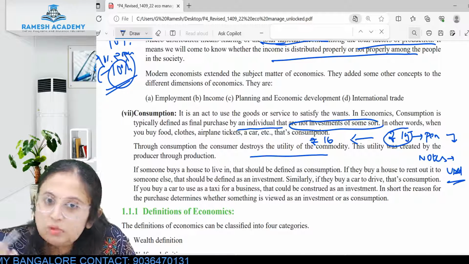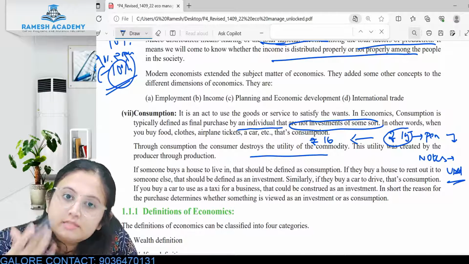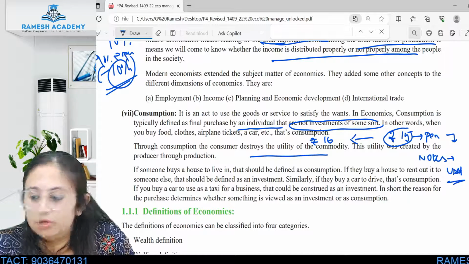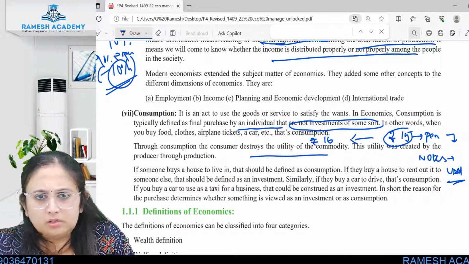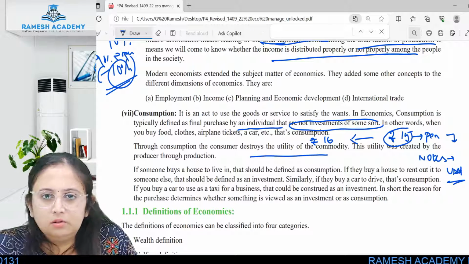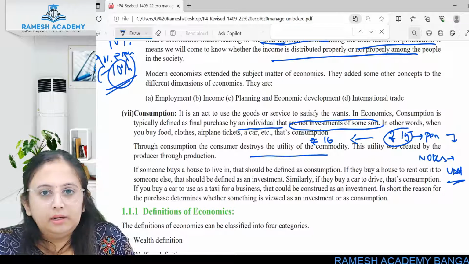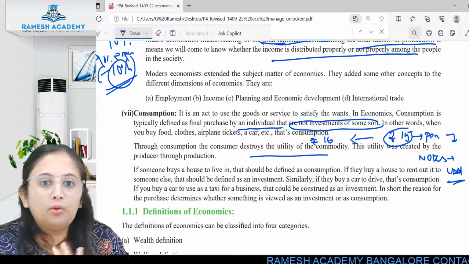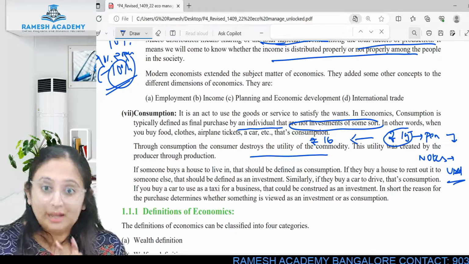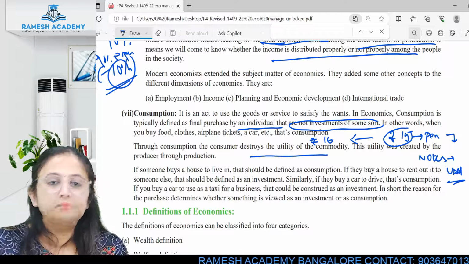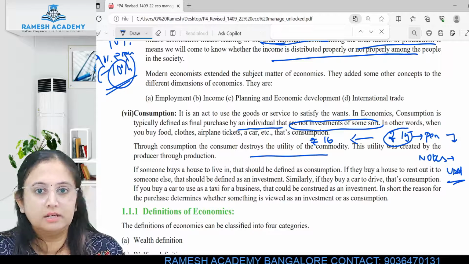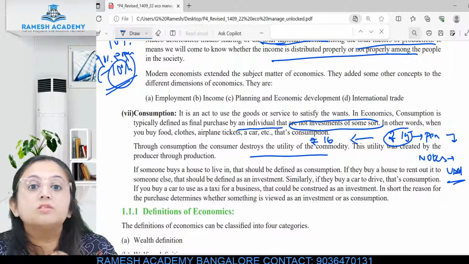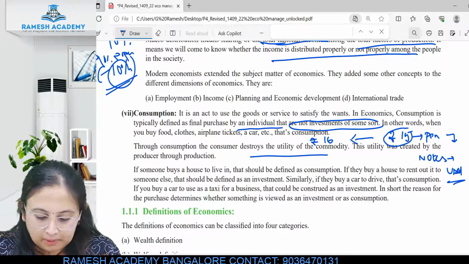Once you consume, that commodity loses its value. Your satisfaction also you have got, and the commodity completely loses its value. See, I have bought a pen, assume there is no refill, just use and throw. I have used it completely and I will throw it. This is consumption. But if it has some value, and I add value and make use of it again, or I sell it, that is not a consumption, that is just investment, because you are trying to increase the value rather than using or destroying its value.